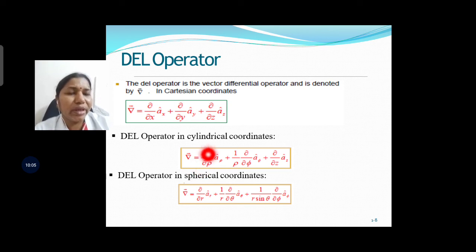So here we are writing dou by dou rho a rho, 1 by rho dou by dou phi a phi plus dou by dou z a z for cylindrical. If we refer to spherical, we'll get del equal to dou by dou r a r plus 1 by r dou by dou theta a theta plus 1 by r sin theta dou by dou phi a phi. So this one is for spherical coordinate system.